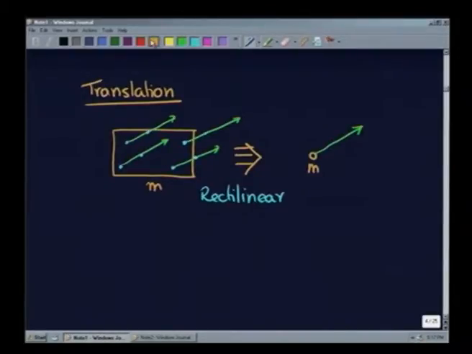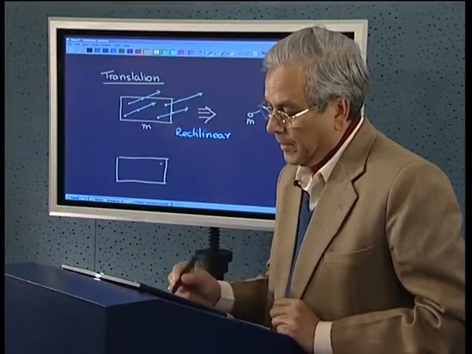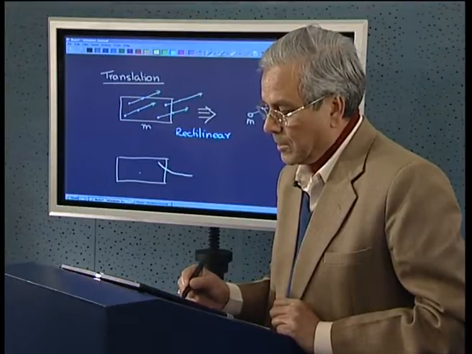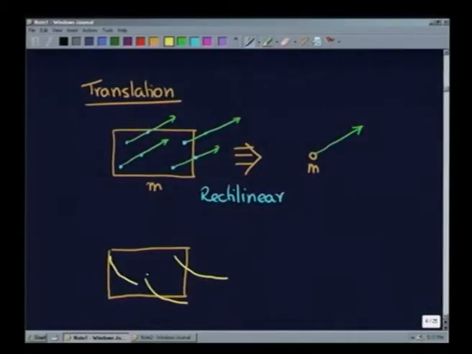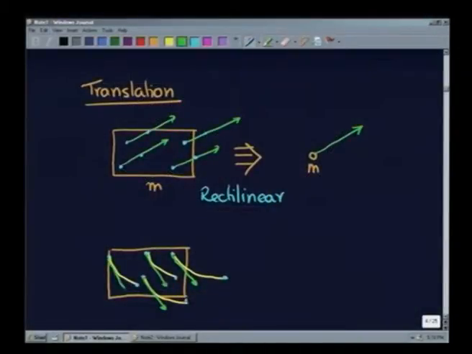There is another kind of translational motion possible, where each particle of a rigid body undergoes a different kind of trajectory, which is not a straight line, but the same for all. That means, a particle which was here has gone here, and so on. So, here also at any particular instant of time, the velocities of the particles will be all identical, but the trajectory of the particles will not be straight lines like this. So, this is called curvilinear translation.